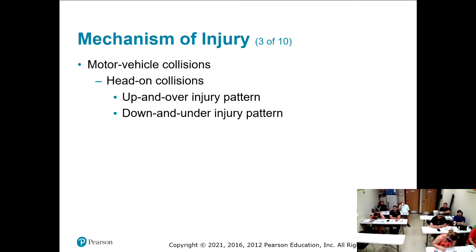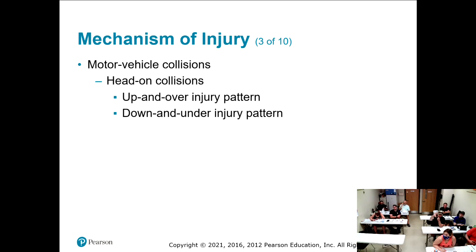So for head-on collisions, we look at two types of injury patterns: up and over and down and under. Have you guys read the chapter? Remember what the differences between those are? Anyone want to take a guess? Nothing really tricky about them, it's literally how it sounds. Down and under, you're going to expect to see lower leg injuries, hip injuries, possible dislocation of the pelvis. You basically go underneath the steering wheel, possibly pinned into the vehicle. So typically you'll go under.